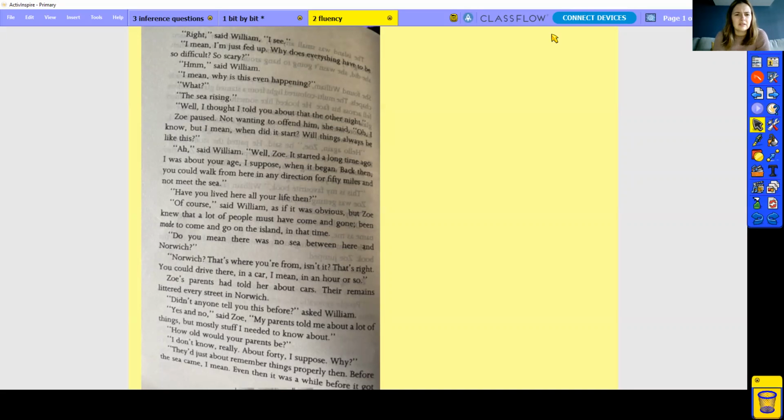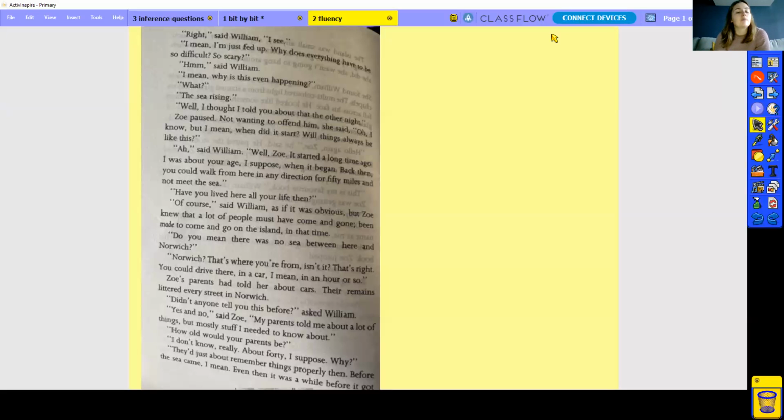Of course, said William, as if it was obvious. But Zoe knew that a lot of people must have come and gone, been made to come and go on the island in that time. Do you mean there was no sea between here and Norwich? Norwich? That's where you're from, isn't it? That's right. You could drive there, in a car, I mean, in an hour or so.